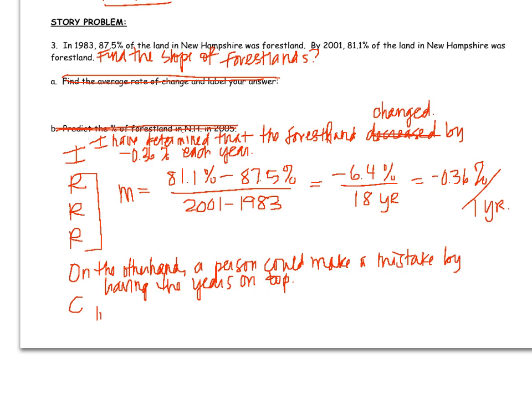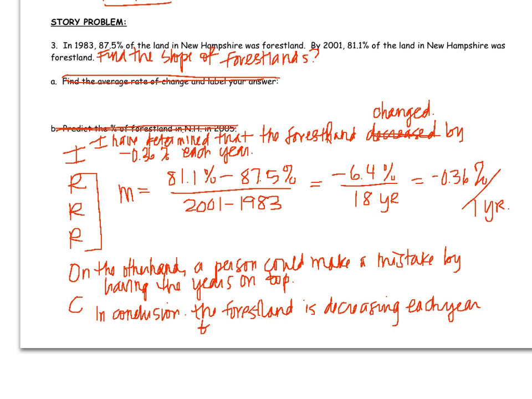In conclusion, the forest land is decreasing each year by 0.36%. Good enough. And so we're going to be using IROC as we go through. Again, this is a pretty basic look at IROC, but I want you to know that it is coming back. So that's the end of section 2.2. I hope this has been mostly review for you.